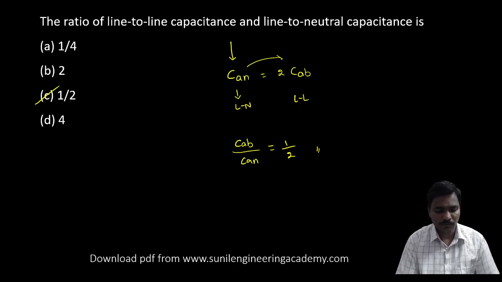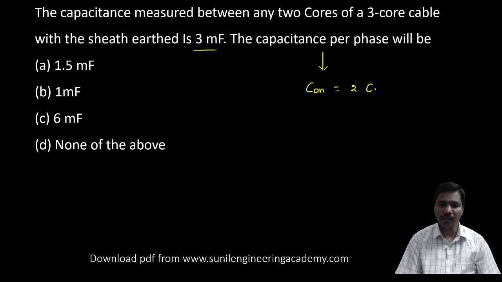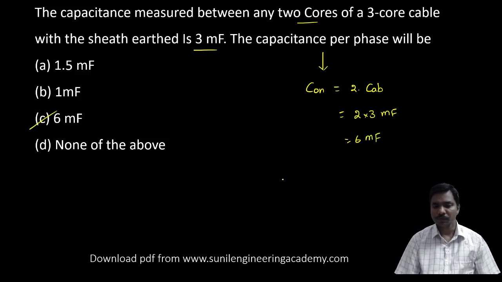Coming to the next question. The capacitance measured between the two cores of a 3-core cable with the sheath earthed is 3 millifarad. The capacitance per phase will be dash. Per phase means line to neutral, which is 2 times the capacitance between the two lines, that is two cores. So 2 into 3 millifarad is 6 millifarad, and the answer is option C. All of you clear?